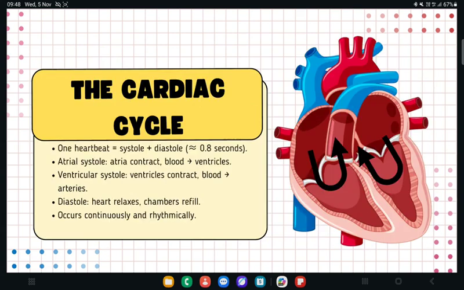The cardiac cycle. One heartbeat is a combination of systole and diastole. In atrial systole, the atria contract and blood flows to the ventricles. In ventricular systole, the ventricles contract and blood flows to the arteries. In diastole, the heart relaxes, so there is filling of the heart at that stage. The combination of these steps in the cardiac cycle occurs continuously and rhythmically.